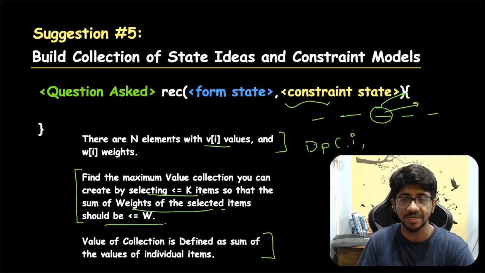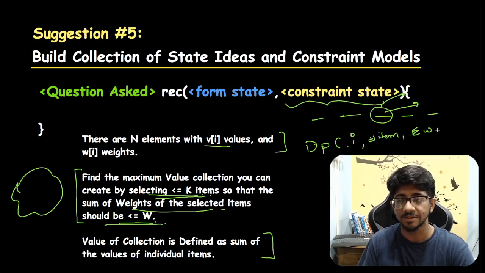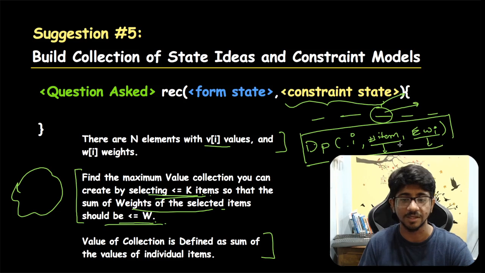Now there are these constraint states. Given a collection built out of the items, why is this collection not going to be in the solution? It might so happen that the number of items is greater than k, or the sum of weights has exceeded w. So what is restricting us is the number of items and the sum of weights of the items taken. These are the 2 new constraint states that you have to keep in the recursion, and this itself is going to help you solve the problem. This is in fact the correct state for this problem.